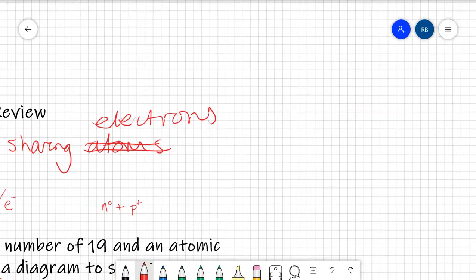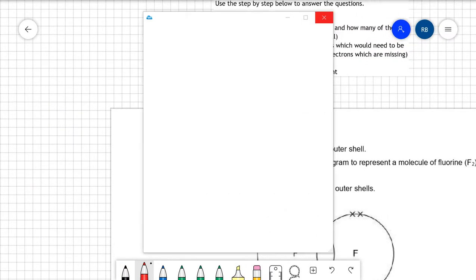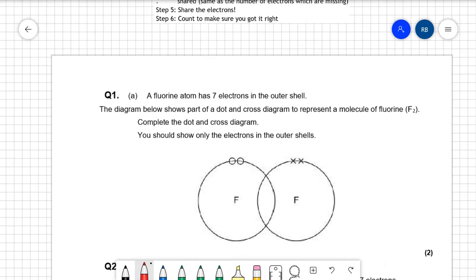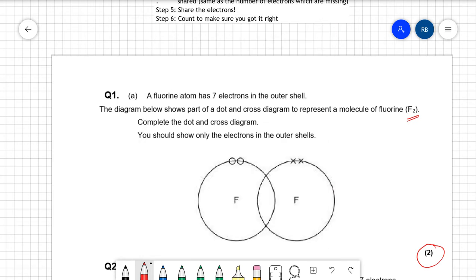Okay, let's have a look at our first example, and we're going to go through the rules of how we do this as well. So here we have a past paper question. It's worth 2 marks. It says a fluorine atom has 7 electrons in the outer shell. The diagram below shows part of a dot and cross diagram to represent a molecule of fluorine. And here we've got F2. You'll always be told this. Complete it. You should show only the electrons in the outer shell.